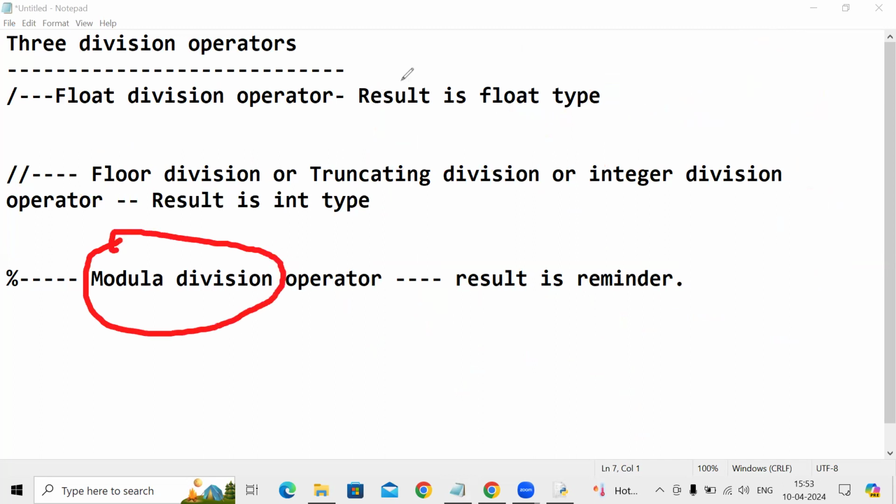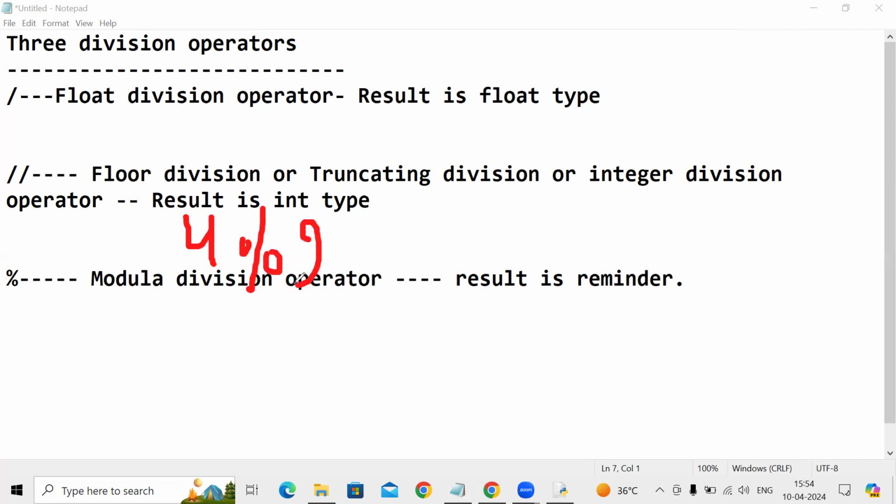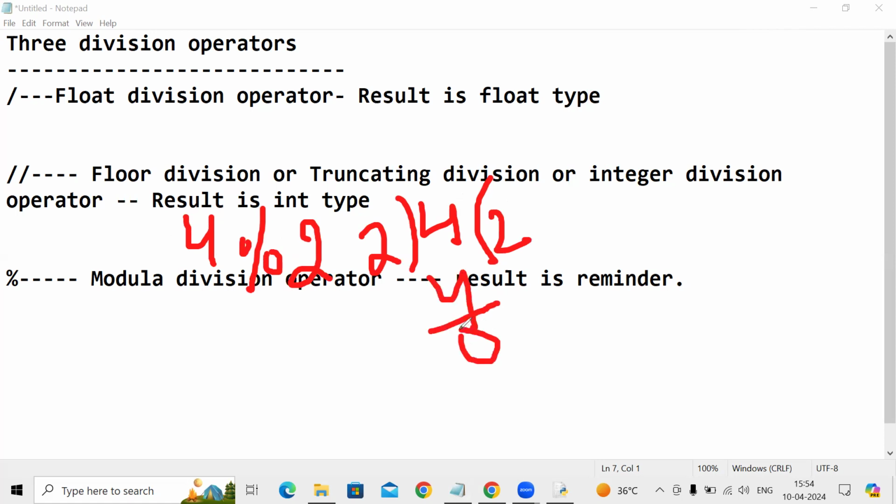Now I will explain what modular division is. Again, I will take the same example. For modular division by 2, here I am dividing 4 by 2. We got the remainder as 0, guys.